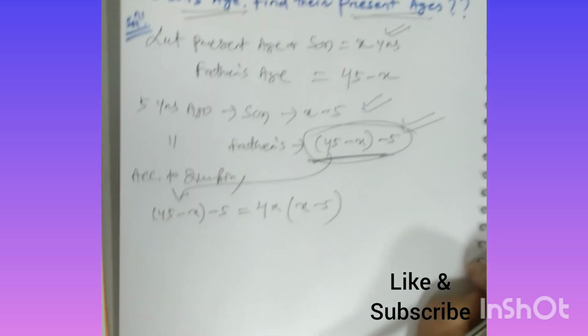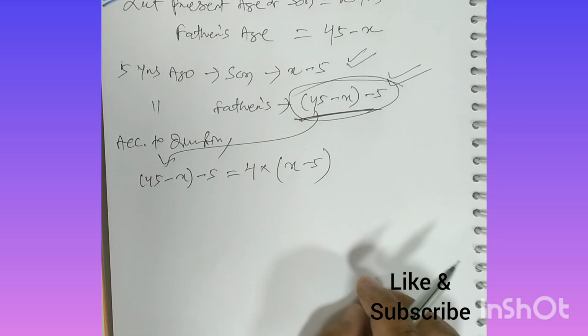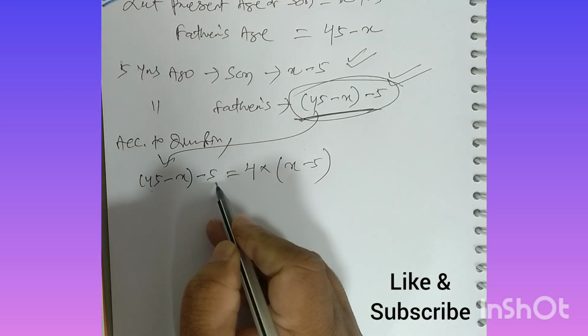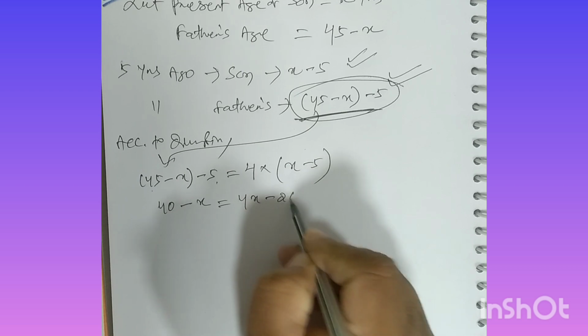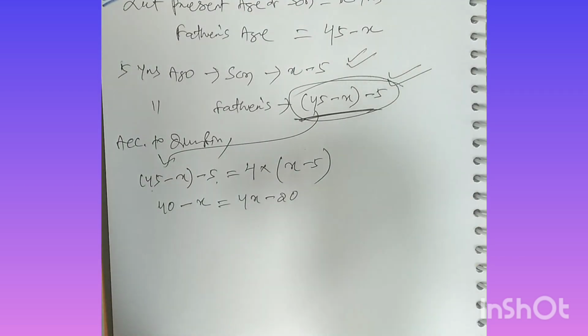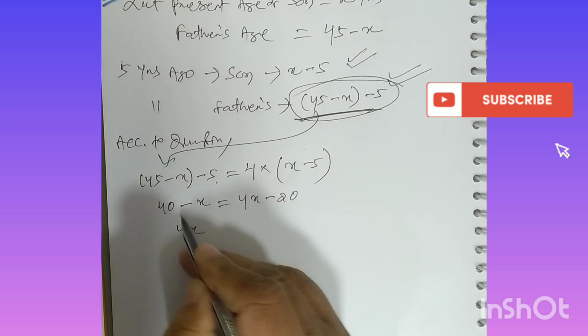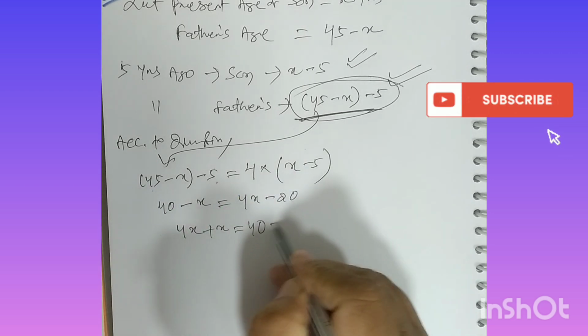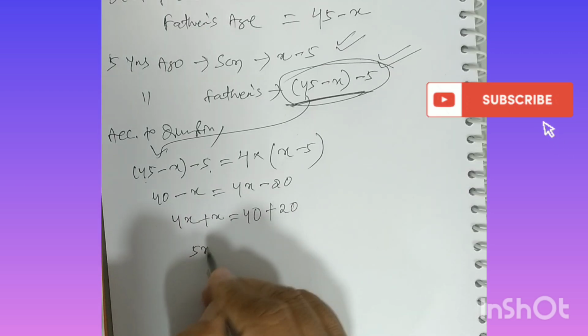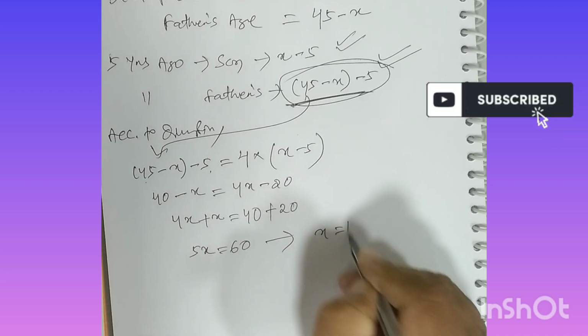Okay, simplify it, just simplify it. You know how to simplify. Look here, 45 minus 5 is what? 40. So 40 minus x is equal to, multiply, 4x minus 20. Okay, fine. I think you already know how to simplify this one. So 4x, and this minus x goes to this side, that is plus x, is equal to 40 minus 20, that comes to this side, that is plus 20, right? So obviously you can say sir, 5x is equal to 60 and x is equal to 12.